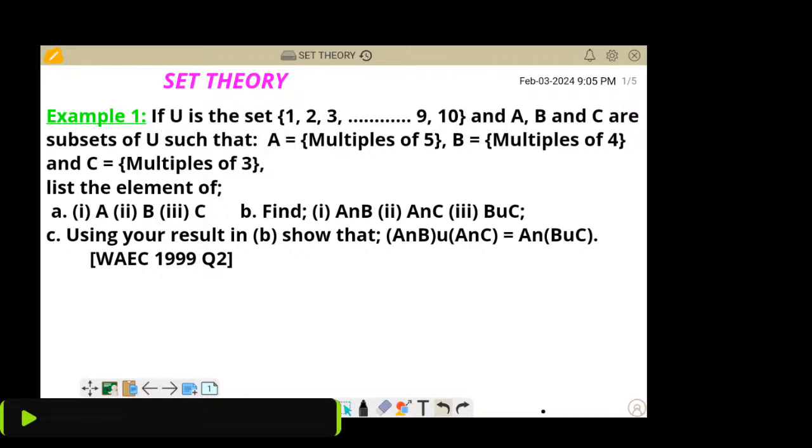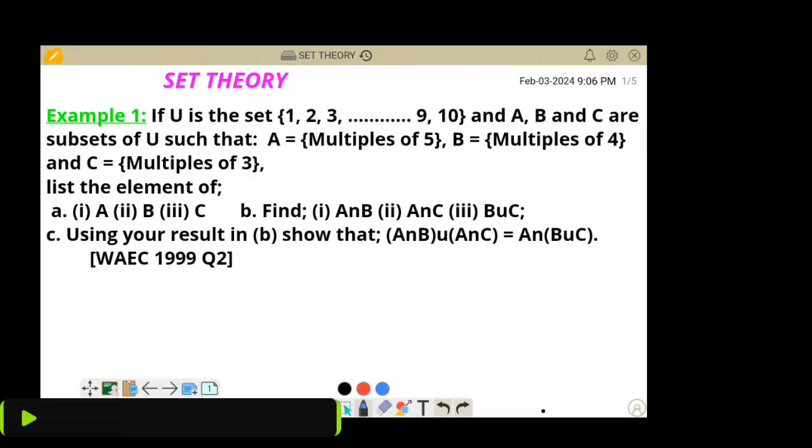In our example number 1, which is past question of 1999, question 2, that is theory question number 2. The question says, if U is the set of numbers 1, 2, 3 up to 10, you can see it in the bracket there. U is a set of numbers 1, 2, 3 up to 10. Whenever you see this dot dot dot, it's showing the continuation of the numbers from 3 to 10.